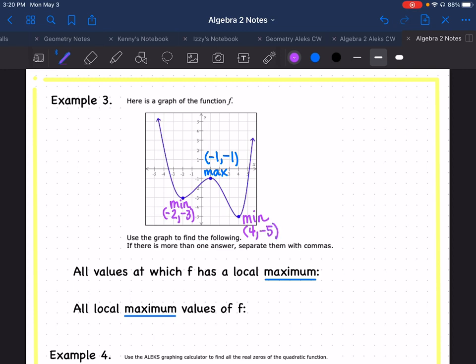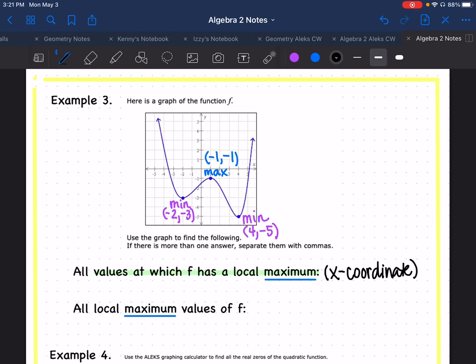But my question is asking about the local maximum. So I'm going to do the blue one, that's the one I'm concentrating on. Now notice that this first sentence says all values at which f has a local maximum. All values at which f has a local maximum. This question is asking you for the x coordinate of the maximum or the maximums. It could be more than one, remember.